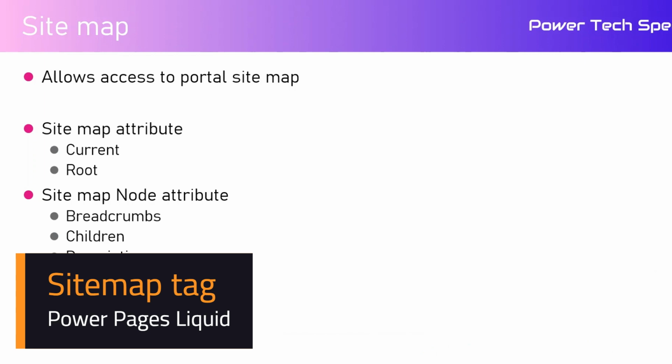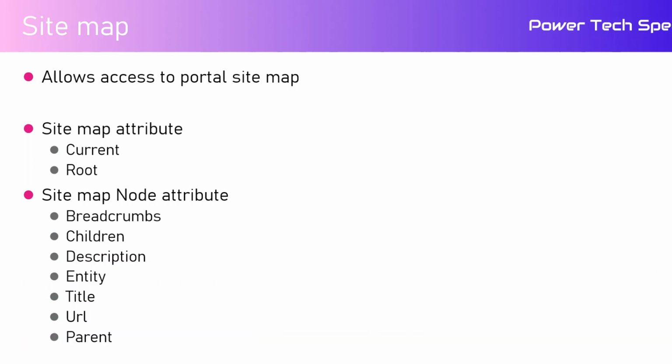In this video, I'll show you how to use the sitemap object within Power Pages Liquid. This sitemap basically allows you to access the portal sitemap, and technically, if you want to display breadcrumb within your application, you can use this feature.